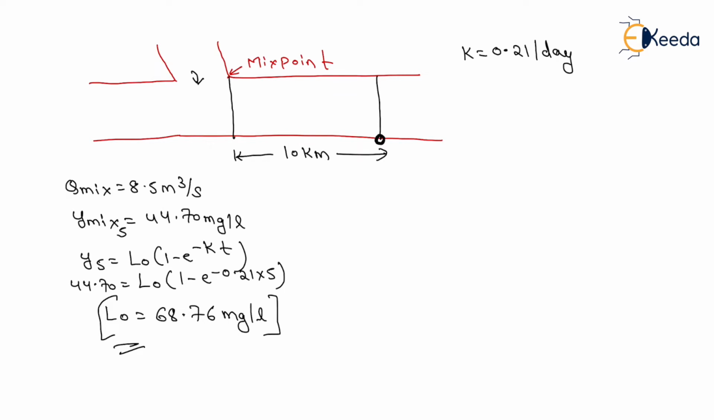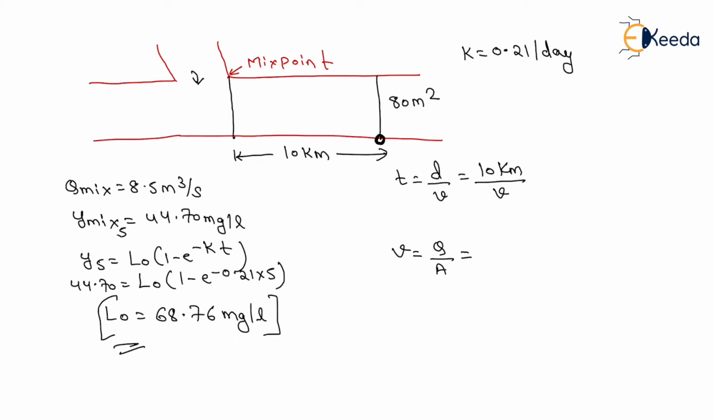Now we have computed the ultimate BOD of the mixture. Next we need to determine the time to travel a distance of 10 km. The cross sectional area of the river is given as 80 meter square. For calculating the time we need distance upon velocity. We have the distance, 10 km, but we also need to calculate the velocity. For the velocity calculation, we need to divide the discharge by the cross sectional area.